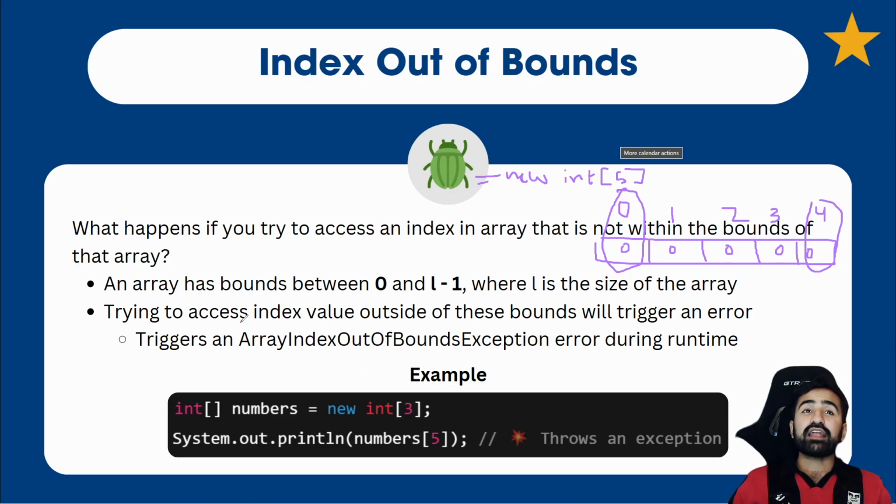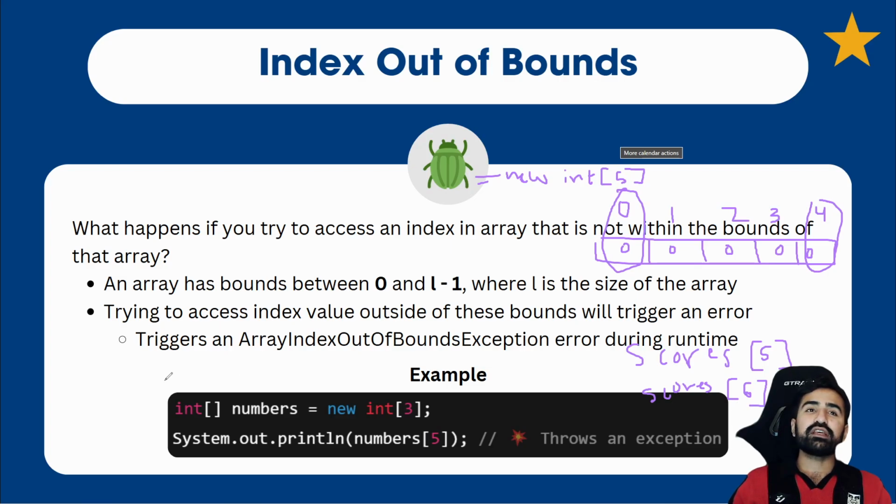So trying to access an index value outside of these bounds will trigger an error. So let's say I try to do scores. Remember that scores array was only 5 long? What if I try to do scores[5]? Remember, 5 is the 6th element. There's no 6th element in my scores array. Or if I did scores[6] or scores[100], that's definitely not between 0 and 4. That's outside the bounds.